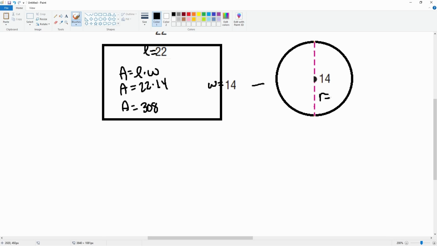Here, this is my diameter, which is the entire thing. So my radius is equal to 7. Area is equal to pi r squared. Area equals pi 7 squared. So area is equal to 49 pi. I leave it in terms of pi.